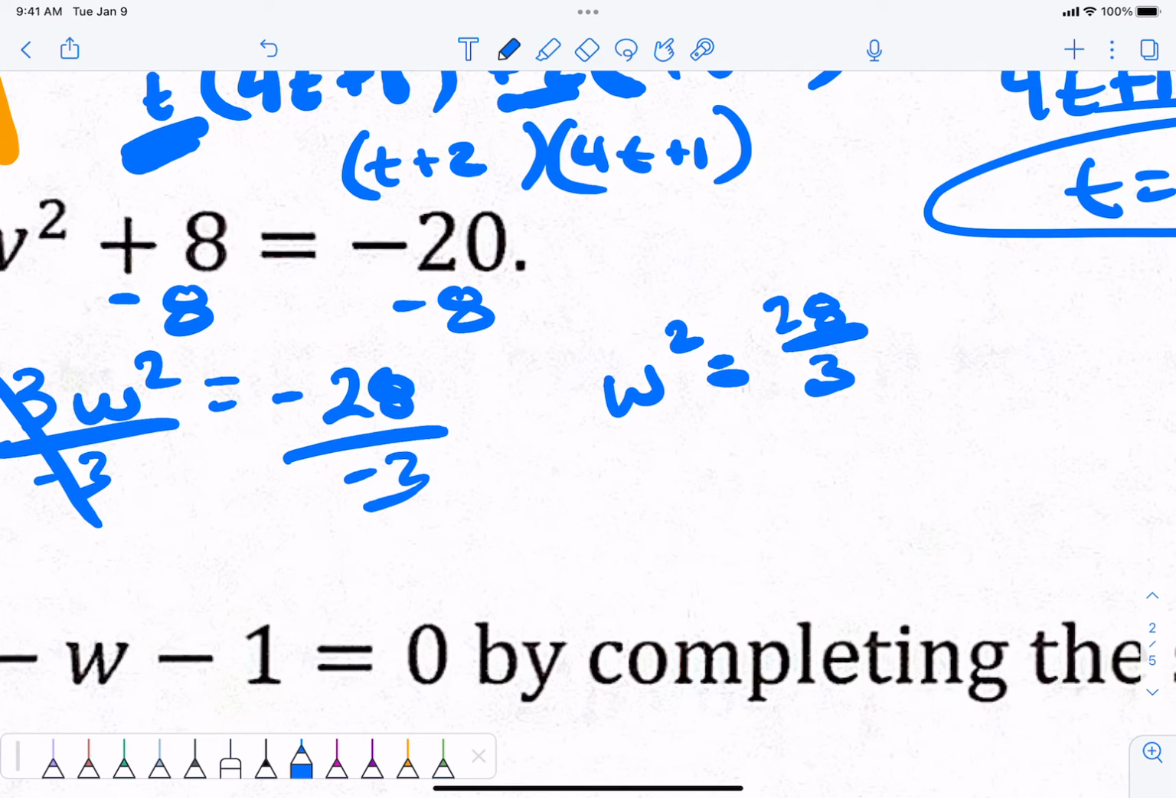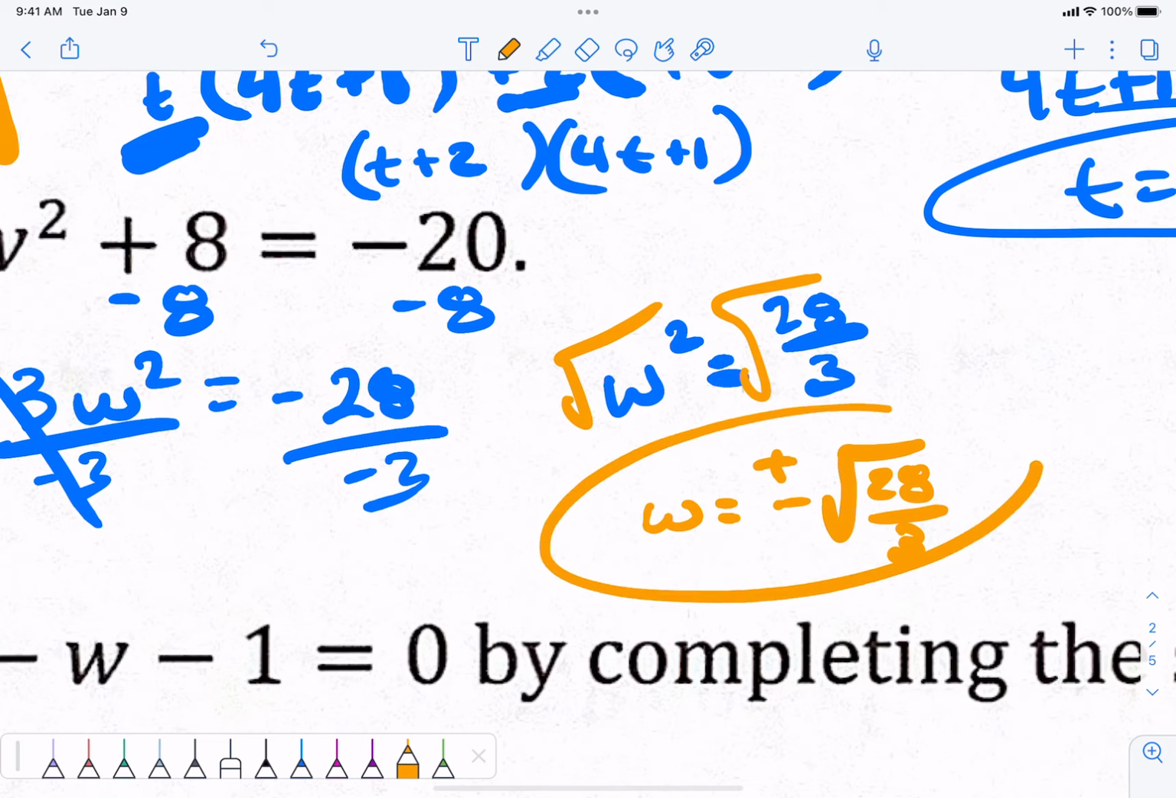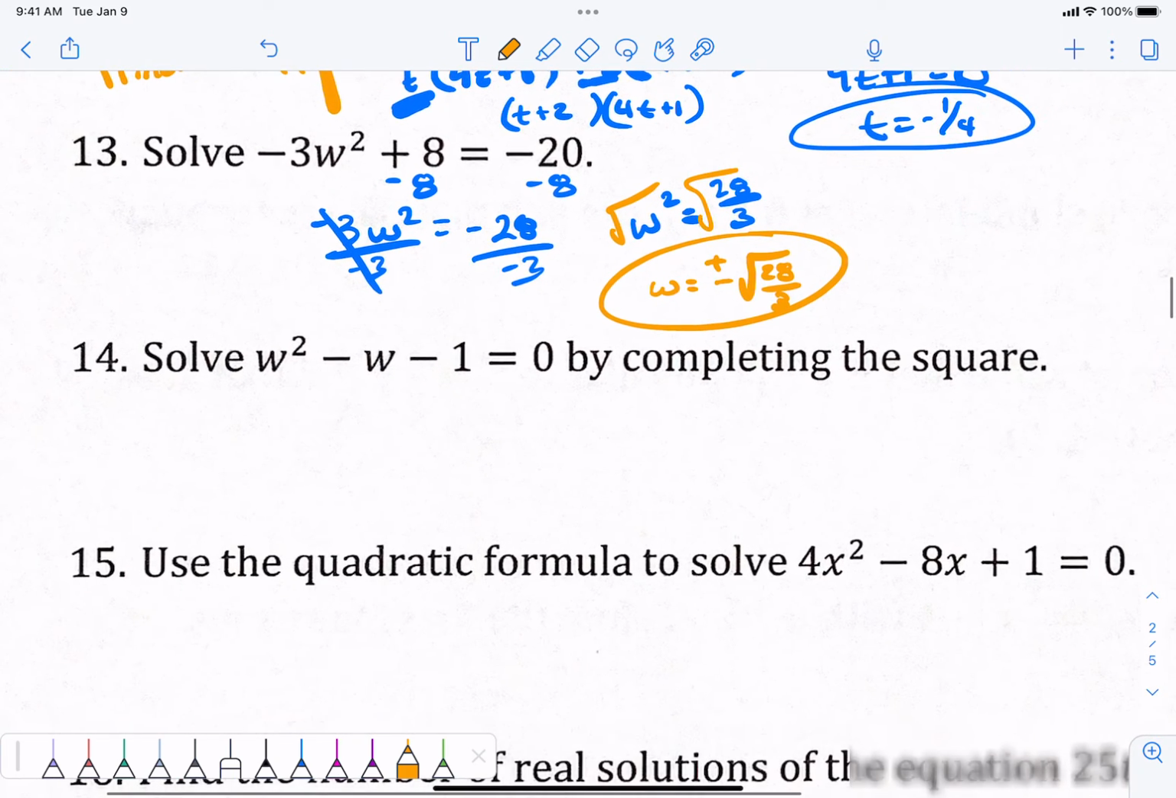Then we take the square root of that. We leave it, but plus minus. Don't forget plus minus. I hate the plus minus rule. Okay, all right.